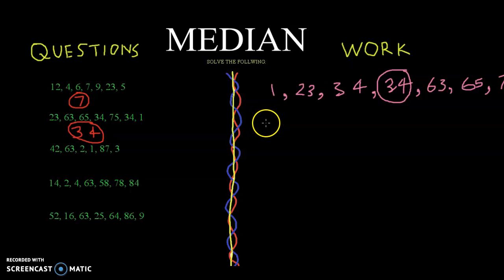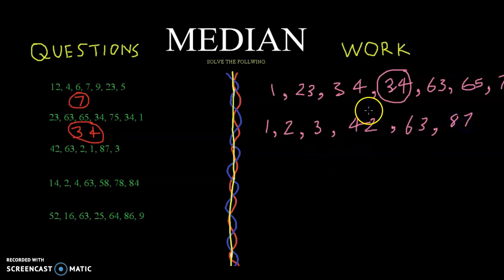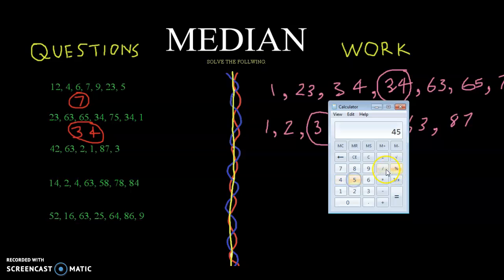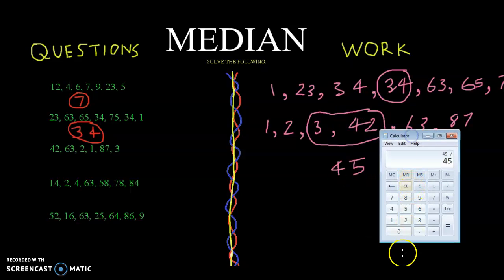Can you tell me the smallest one? 1, 2, 3, 42, 63, 87. Let's find the median. Since there are only 6, there will be 2 of them. It's these 2. So we'll add both of these. We'll get 45. And let's bring up our calculator. So 45 divided by 2, and we get 22.5.